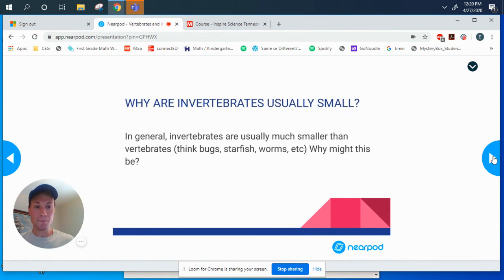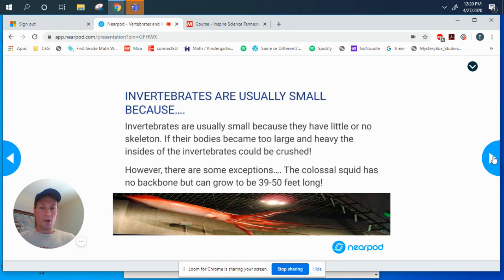Good thinking. I like it. They're actually usually pretty small because they have little or no skeleton. So if their bodies became too large and heavy, they could actually crush their insides. Since there's no real skeleton to hold up or protect the insides, if they got really big, the weight could crush the insides, which would kill them.